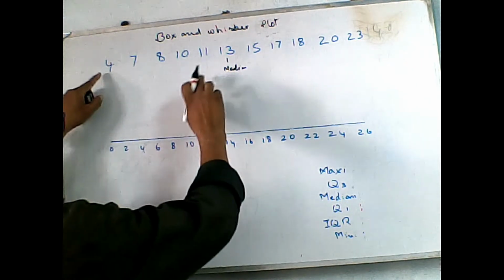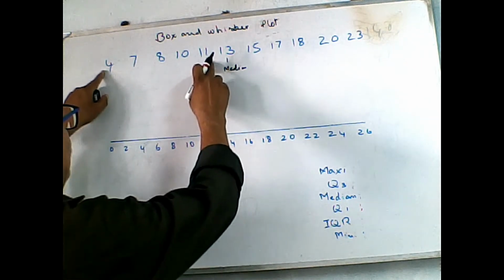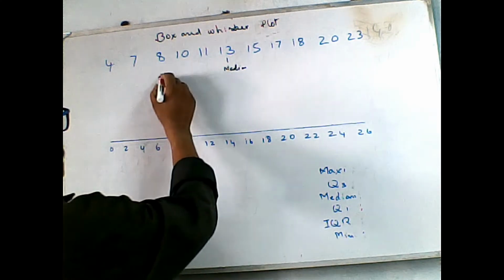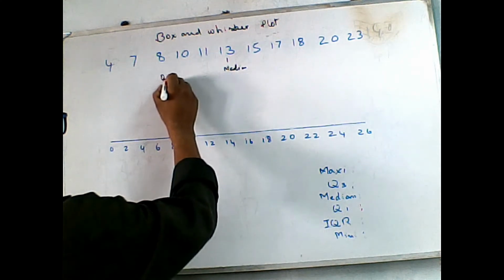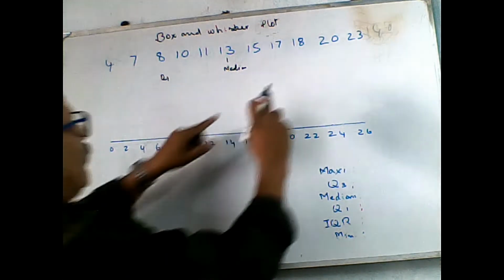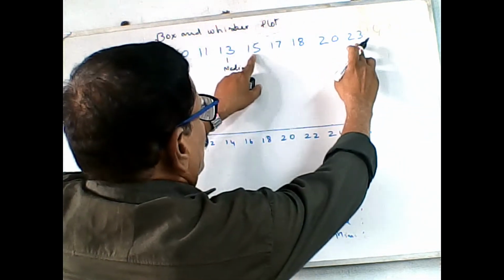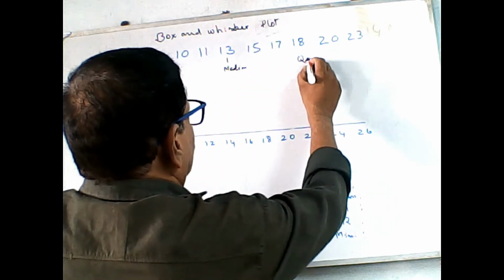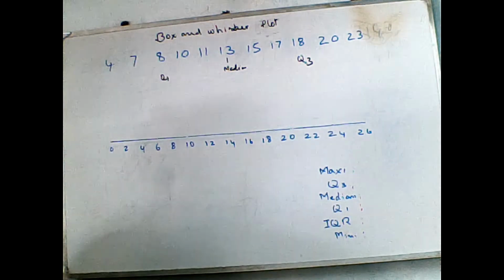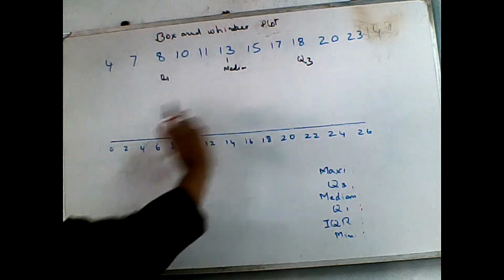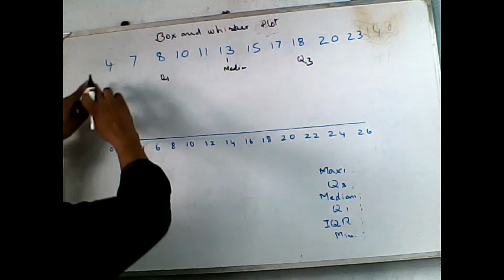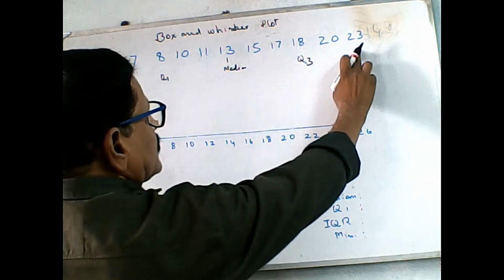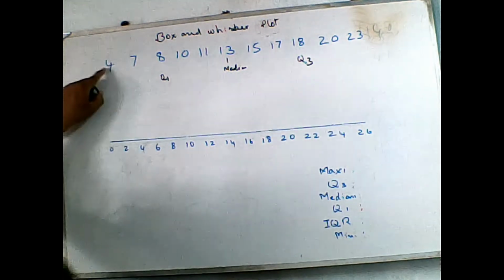And then we find the first quartile. You see, this is 5 numbers: 1, 2, this one is Q1. And then another 1 is 1, 2 is 2, Q3. Quartile first one, quartile third one. Okay, first is the minimum number, you see. This is the maximum, 23 maximum, minimum 4.